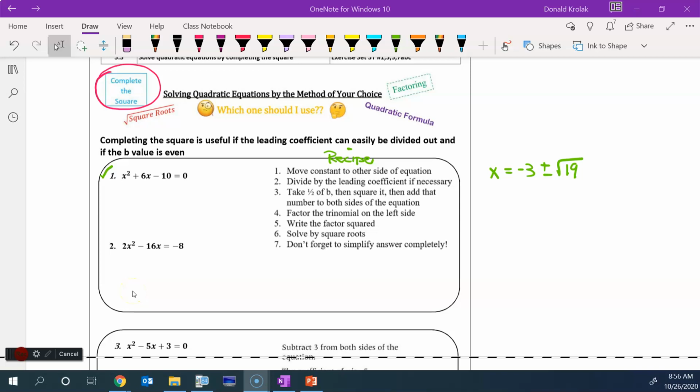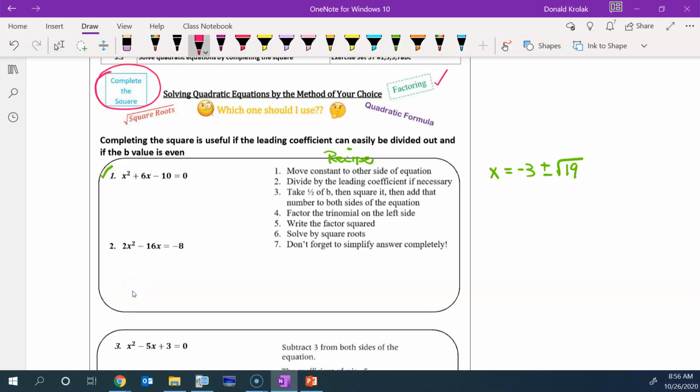All right, so we've done factoring. You did the square root method. Now we do completing the square, and then next up is the quadratic formula. If you struggled with this first one, here is how you complete the square.